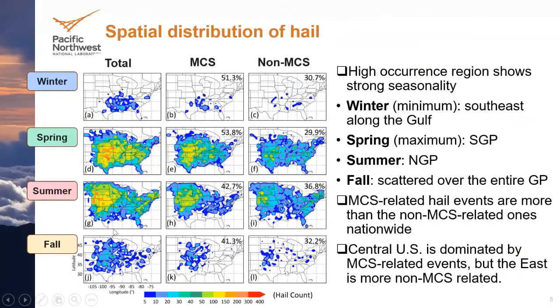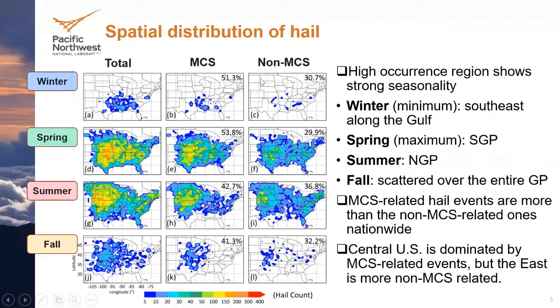After we separate the different hazards into MCS related and non-MCS related, these figures show their spatial distribution. Here, the first column is the total count of the hail, the second is MCS related, and the third is the non-MCS related. The different rows represent different seasons. Apparently, winter has a minimum hail count, spring has a maximum with a core in the SGP. In the summer, the SGP core shifted northward to the NGP, and in the fall, the hail count decreased drastically with scattered distribution across the entire domain.